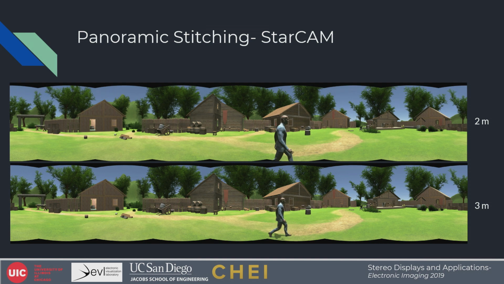There we go, both should be playing now. So this is now an example stitch of the StarCam, and as you can see, the walking man seems to be stitching pretty well, right? And you can see them walking across the seam, and it looks pretty good.